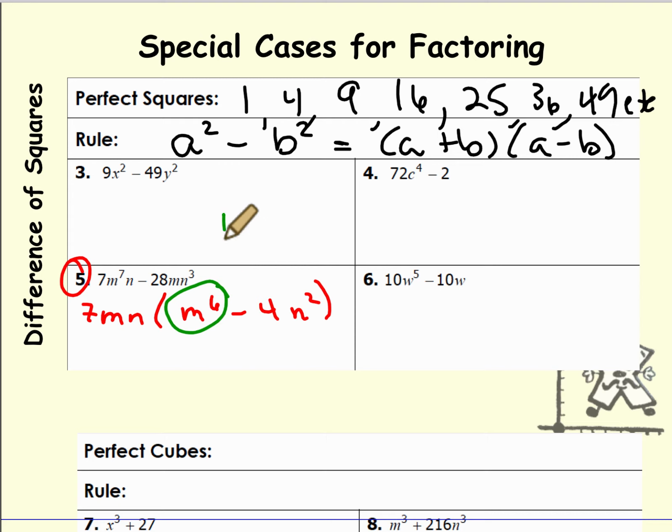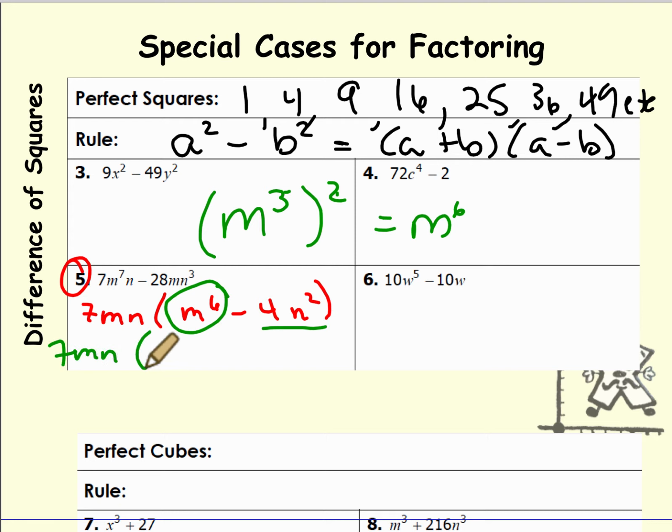Well, it is. What we're looking at here is, what did I square that would give me m to the 6th? Well, I squared m cubed, because remember, 3 times 2 is 6. And this one's pretty easy to figure out. So I have my GCF. Square root of m to the 6th is m cubed. Square root of 4n squared is 2n. Plus, and then because it's a difference of squares, it's the same thing all over again. So this is what we call quadratic-like factors.